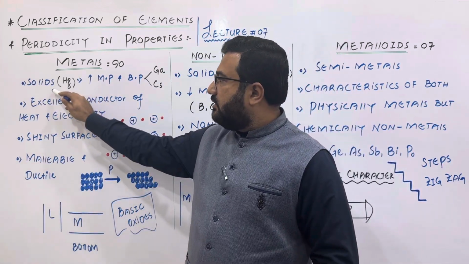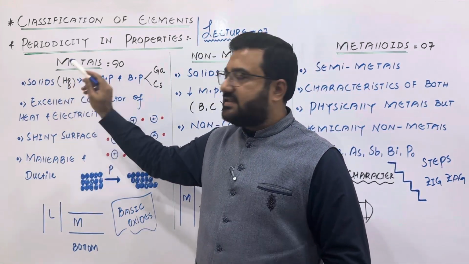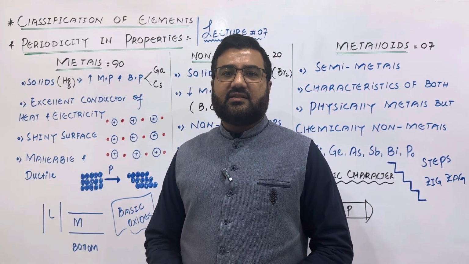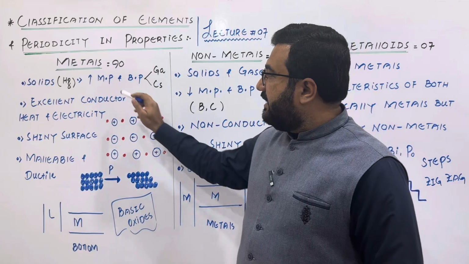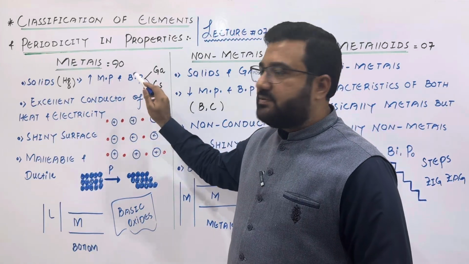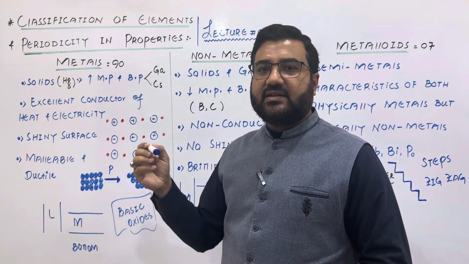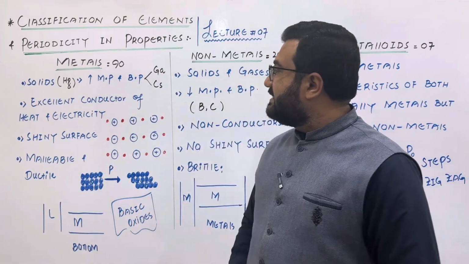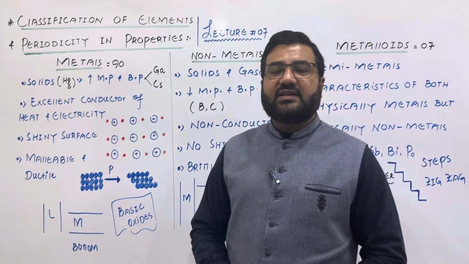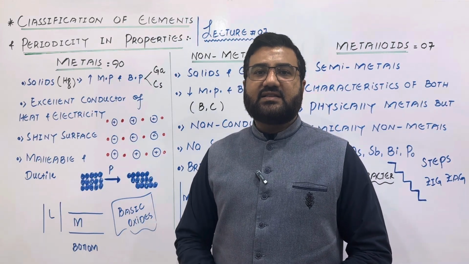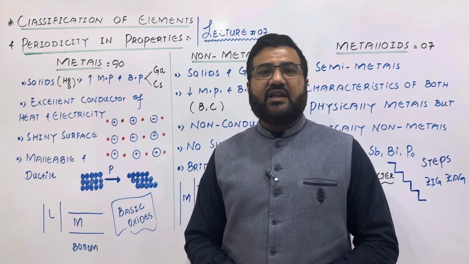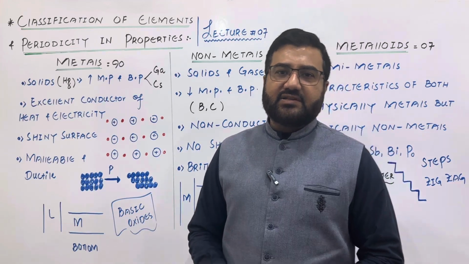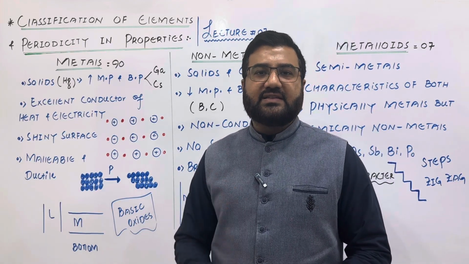Almost all metals are solids except mercury. You know, mercury is a liquid metal which is seen in thermometers. Metals have high melting and boiling points, which means metals are heat resistant. Except there are two exceptions here. One is gallium, the other is cesium. The melting point of gallium is 29.7 degrees Celsius and that of cesium is 28.4 degrees Celsius.